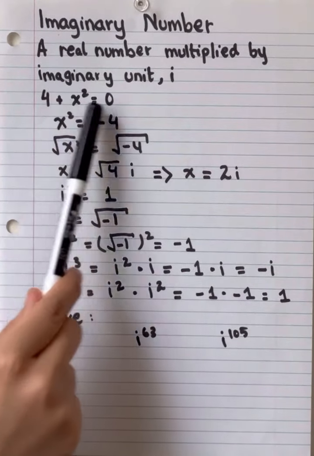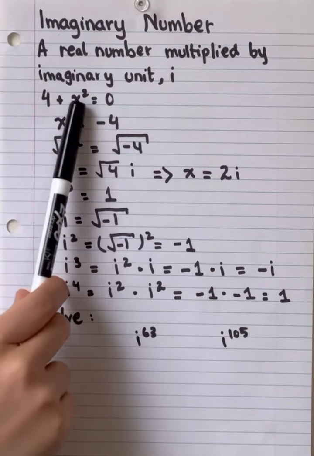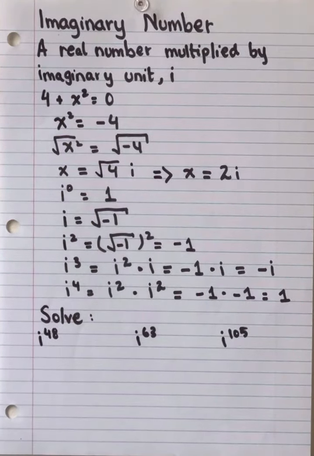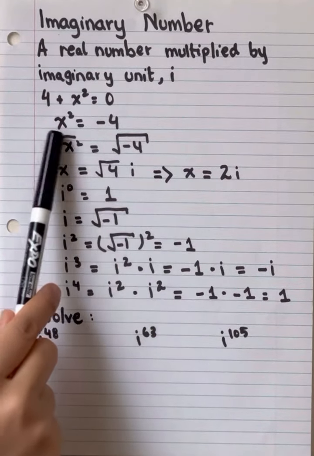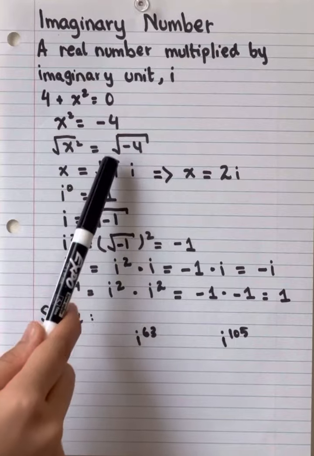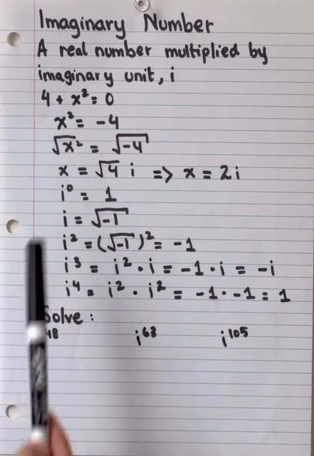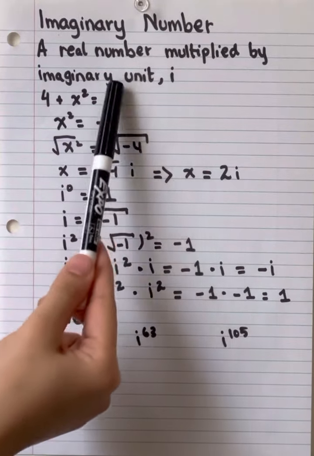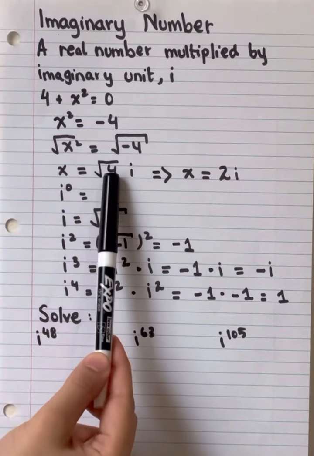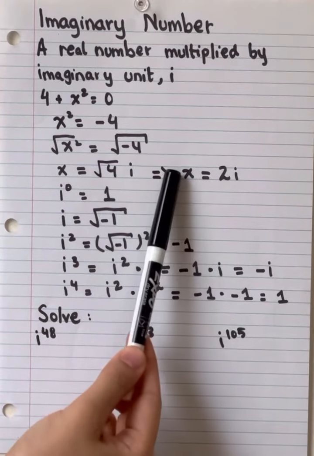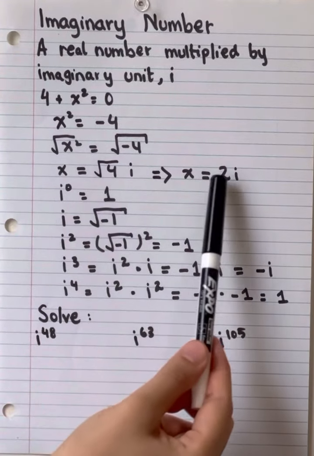It helps us solve expressions like this, where 4 plus x squared is equal to 0. So x squared is equal to -4, and then we take the square root of both sides, and what we see is that we're taking the square root of a negative number. So here we can use the imaginary unit i to solve for x. So x is equal to the square root of 4i, which is equal to 2i. So here x is equal to 2i.